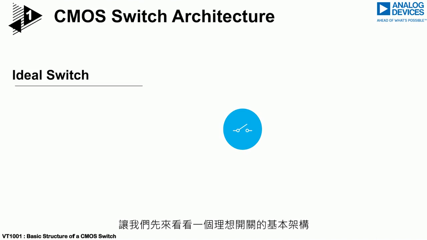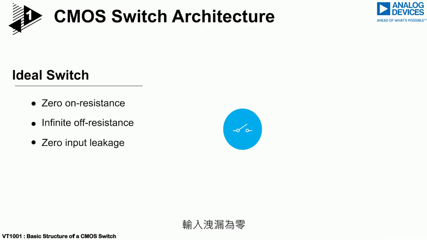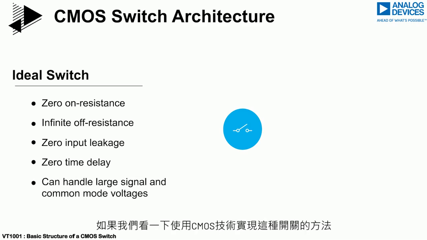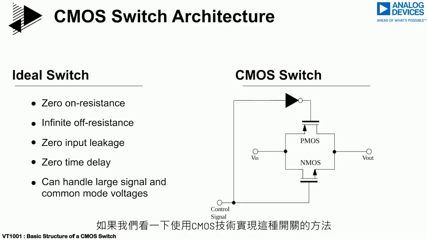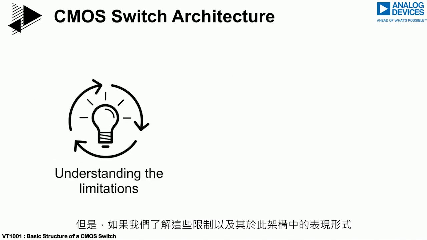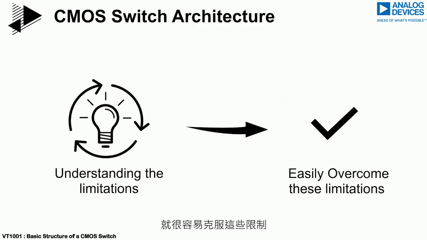Let us first take a look at the basic architecture of an ideal switch. It has zero on resistance, infinite off resistance, zero input leakage, zero time delay, and can easily handle large signal and common mode voltages. If we look at the implementation of such a switch using CMOS technology, some limitations will exist that impact achieving the criteria of an ideal switch. However, if we understand the limitations and how they apply to this architecture, they can be easily overcome.